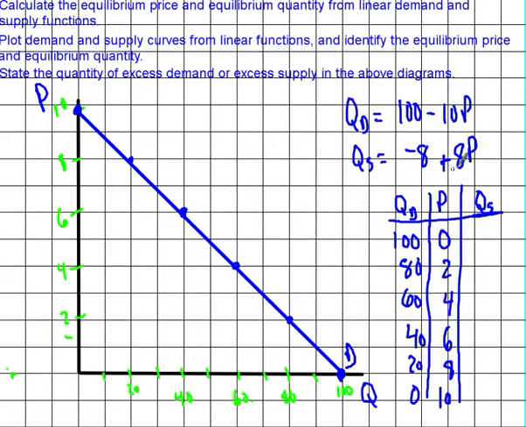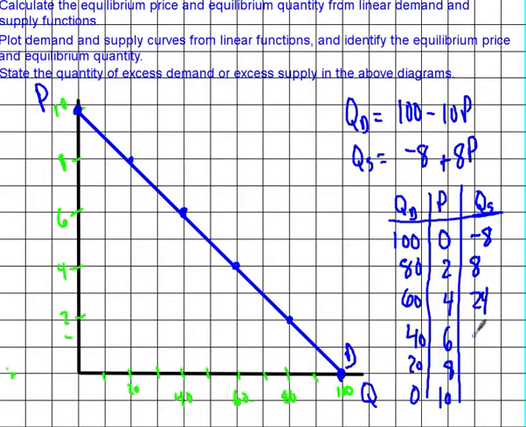Now we have the quantity supplied. So that's minus 8 plus 8p. And so let's substitute that in. So at the price of 0, the quantity supplied would actually be minus 8, and that's not possible. At a price of $2, it'd be negative 8 plus 8 times 2, which is 16. So negative 8 plus 16 would be 8. At a price of $4, it'd be minus 8 plus 32. 8 times 4 is 32. So that would be 24.